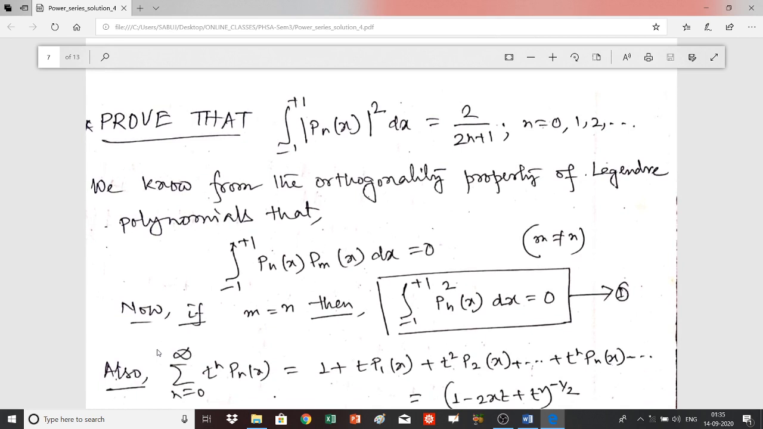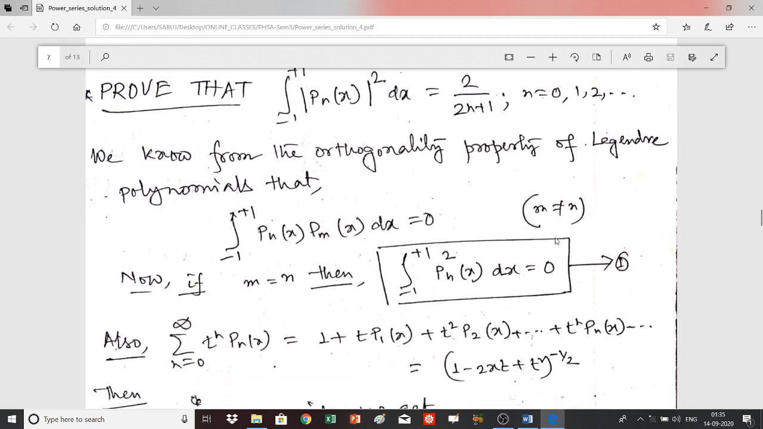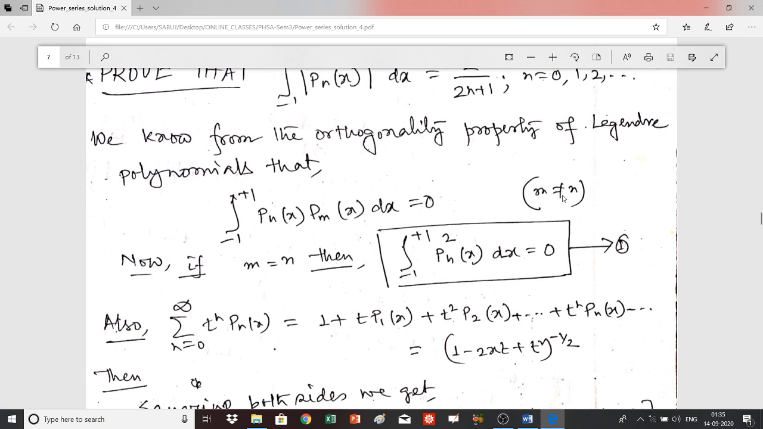And to do this, we have to recall the orthogonality property of Legendre polynomials, which is the integral from minus 1 to plus 1 of Pn(x) Pm(x) dx equal to 0, where Pn and Pm are the Legendre polynomials of nth and mth order respectively, and in this case m is not equal to n.